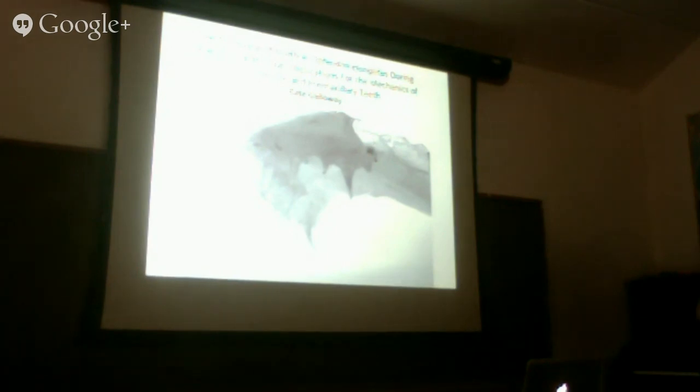So next we have Kate Galloway, who's going to be talking about this cool structure called the vomer in the lingcod.